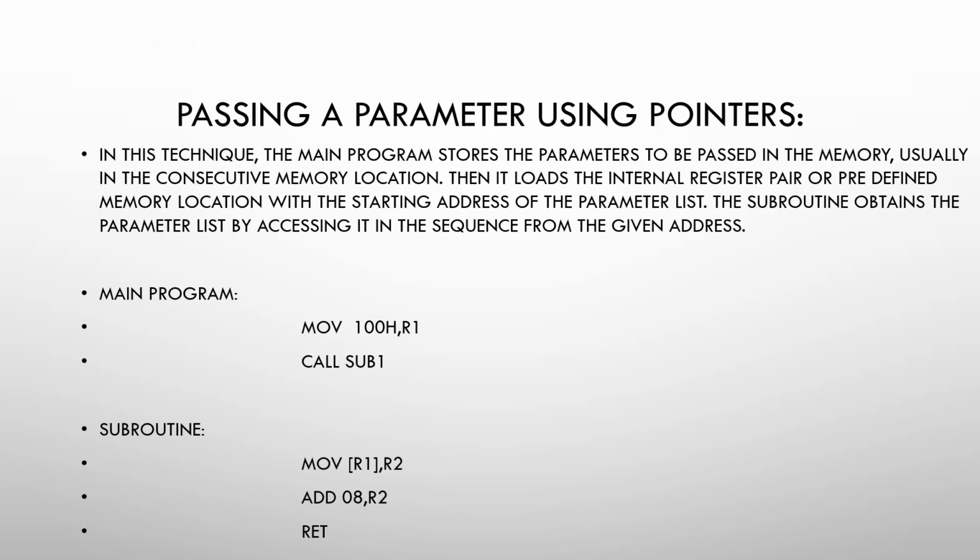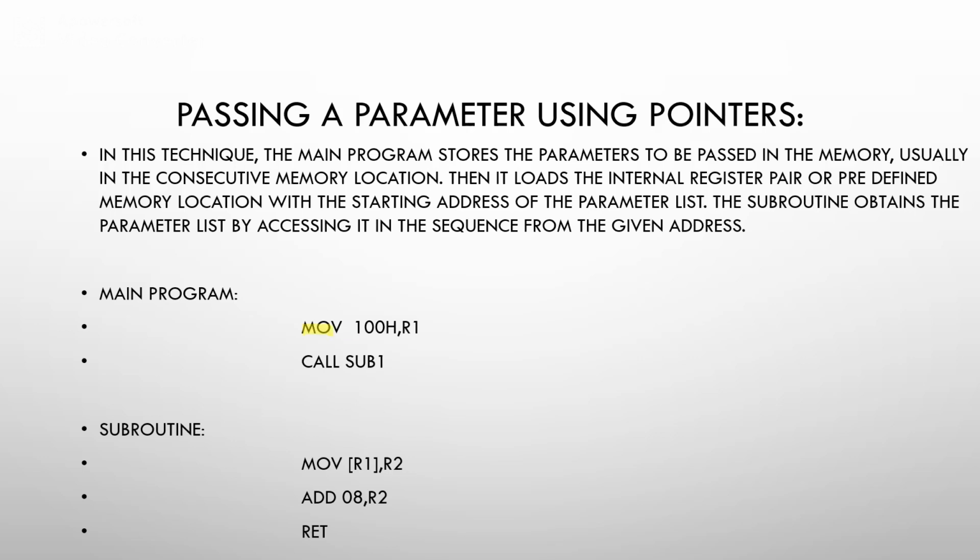So parameter passing using pointers. In this technique, the main program stores the parameters to be passed in the memory, usually in consecutive memory locations. Then it loads the internal register pair or predefined memory location with the starting address of the parameter list. The subroutine obtains the parameter list by accessing it in sequence from the given address.